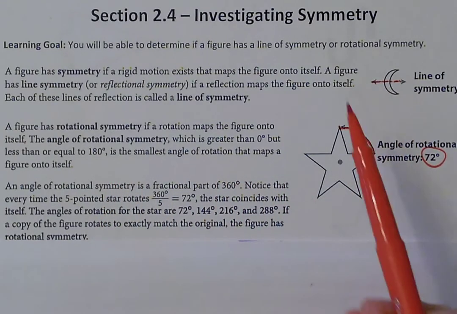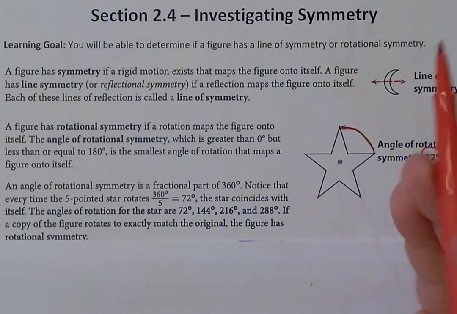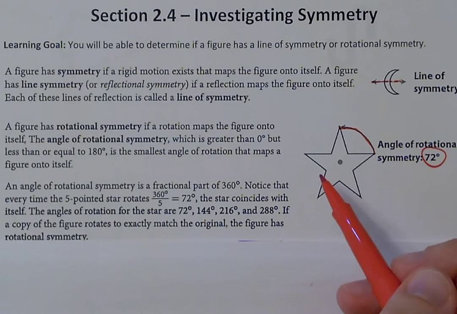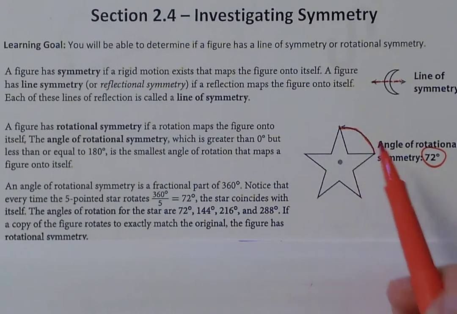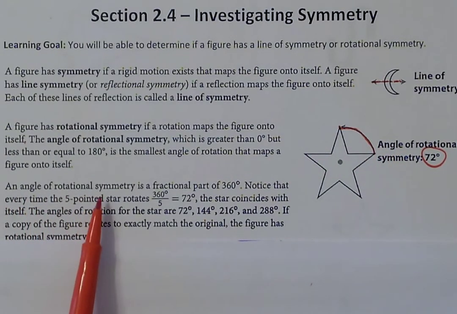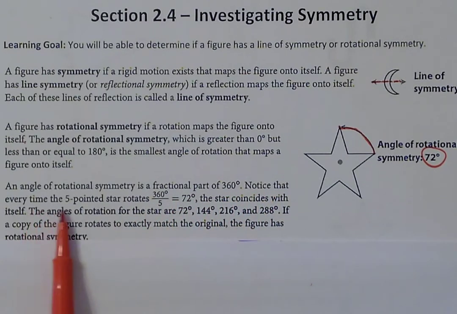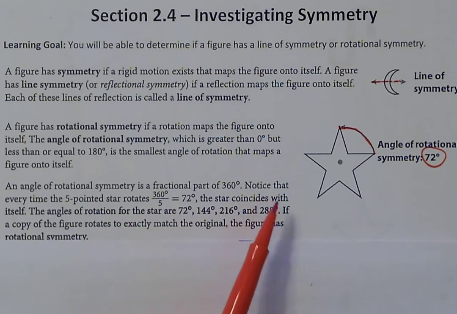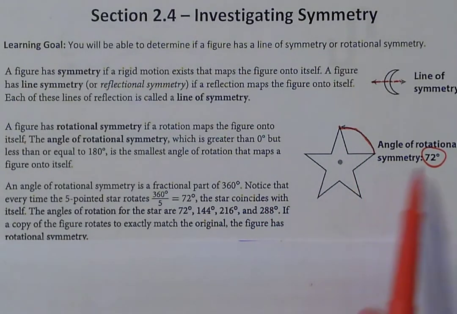Now, let's say I go through and rotate my shape, and it has one angle of rotation, and it's 360. We're not going to consider the fact that I can rotate a shape all the way back around to get back to its starting point as an angle of rotation. 360 is a given, since it goes back to its starting point. Now, an angle of rotational symmetry is a fractional part of 360 degrees. Notice that every time the 5-pointed star rotates 360 over 5, or 72 degrees, the star coincides with itself. Now, there's a couple ways we can do this to figure out the 72 degrees.